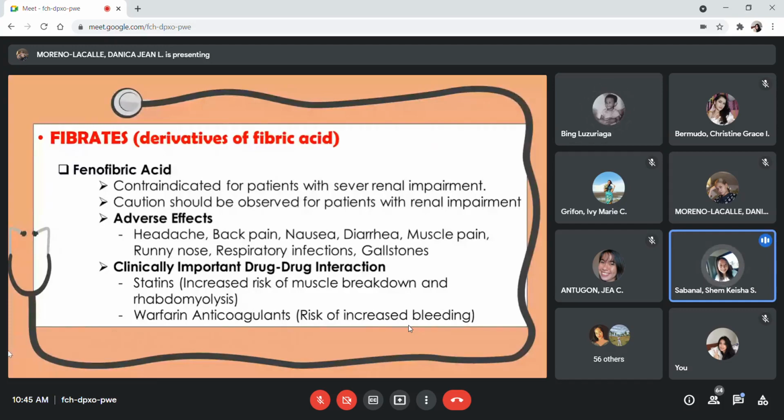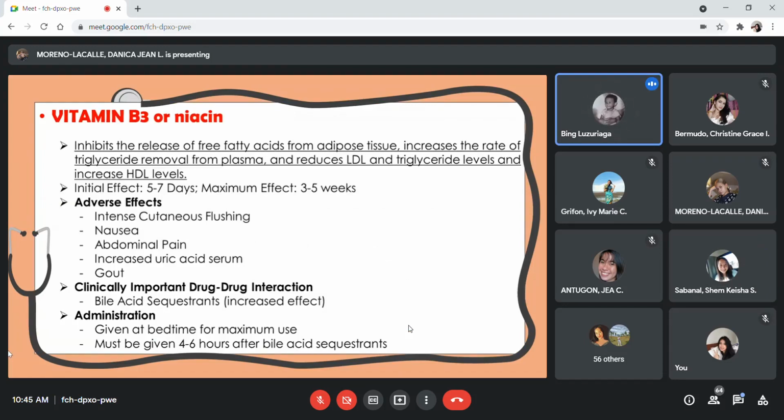This is contraindicated for patients with severe renal impairment, but is only cautioned for patients with mild renal impairment. This also shows its adverse effects and clinically important drug-drug interactions. Okay, so next slide.